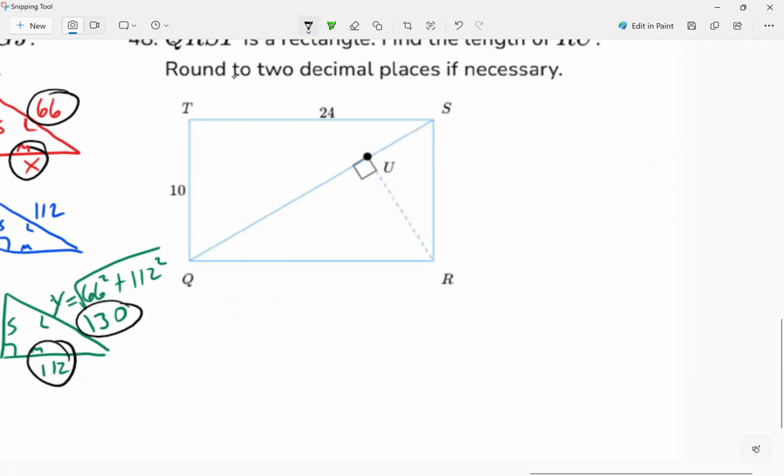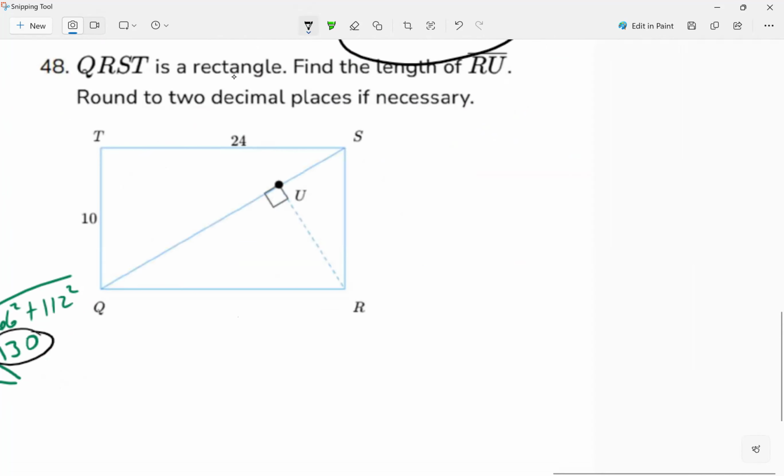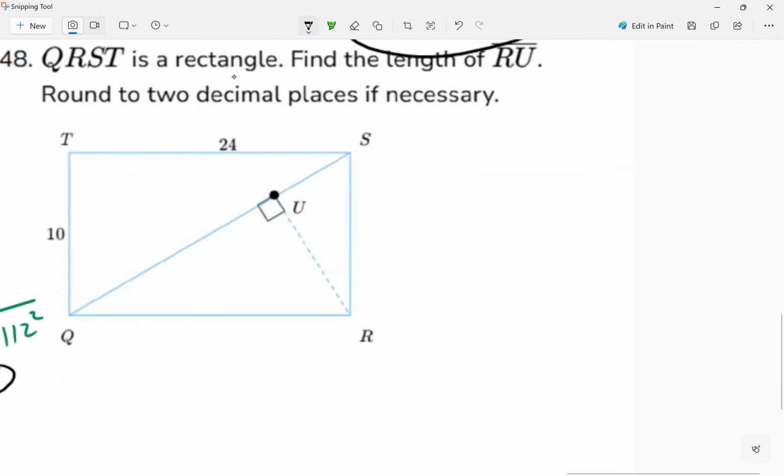Let's take a look at number 48 here. Here's a rectangle. Find the length of RU. So this segment RU, let me call it X for right now. I don't know the value. I know SR is 10 because this is a rectangle. QR is 24 because it's a rectangle. So TS is 24. This is 24 as well. It's all for X. Okay.